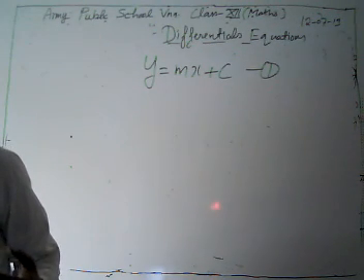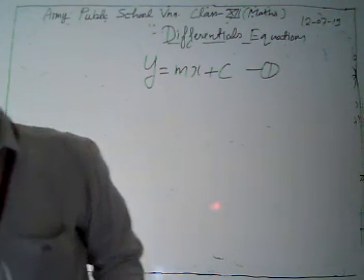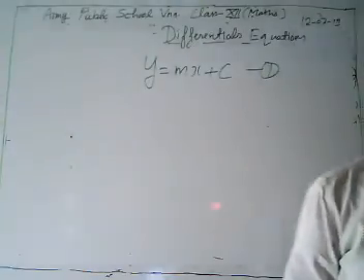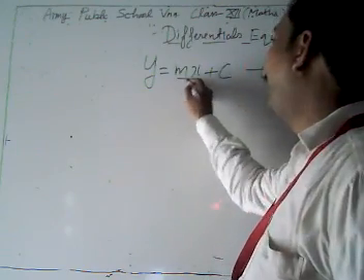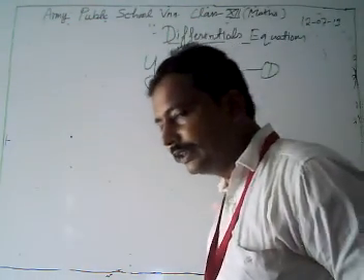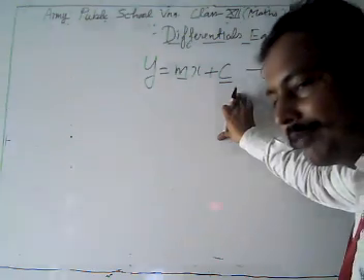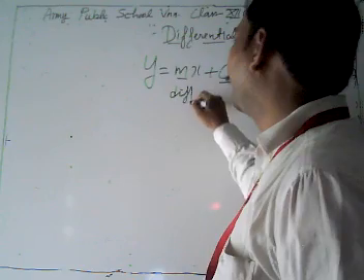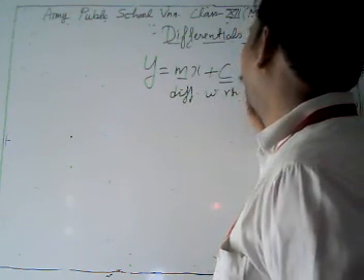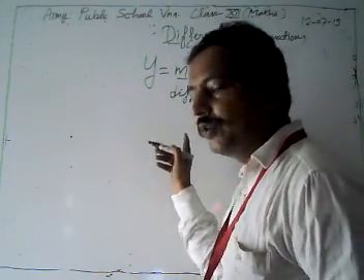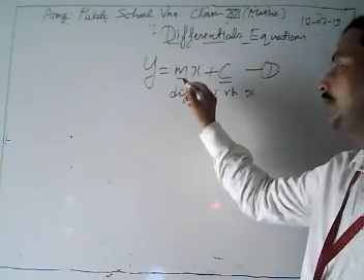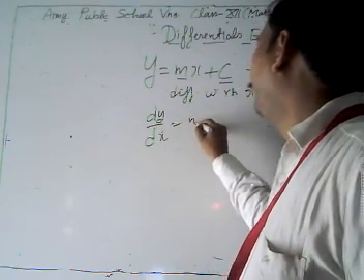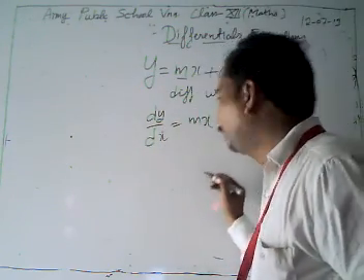Now we have to find its differential equation. How can we find it? Here we have m and c, two arbitrary constants, two arbitrary parameters. Then we have to remove these. First of all we differentiate with respect to x. To find the differential equation, we have to differentiate two times because there are two parameters, m and c. Then we have dy/dx equal to m, because the derivative of a constant is 0.